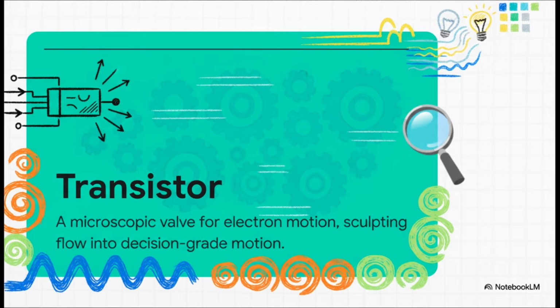So we've got a heartbeat. Now we need a way to actually control the flow. And that, my friends, is the job of the transistor. Billions of them. The best way to think of each one is as a microscopic valve for electron motion. A tiny little electric field can either open that valve or close it, either inviting the current to flow through or blocking it completely. And that right there is how we sculpt mere flow into what you could call decision-grade motion, a 1 or a 0.